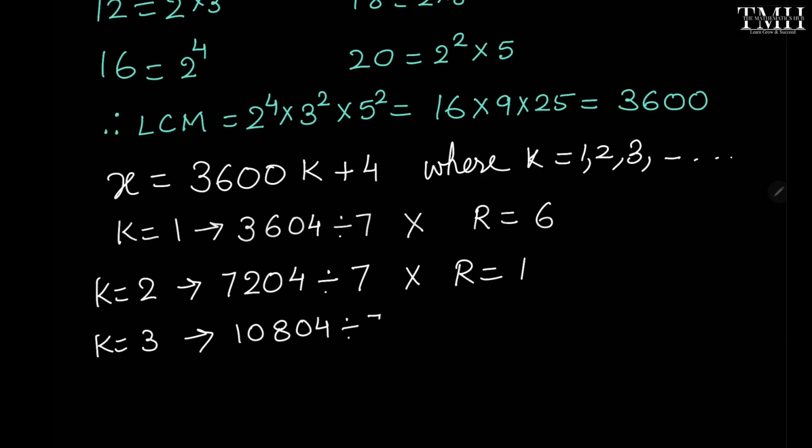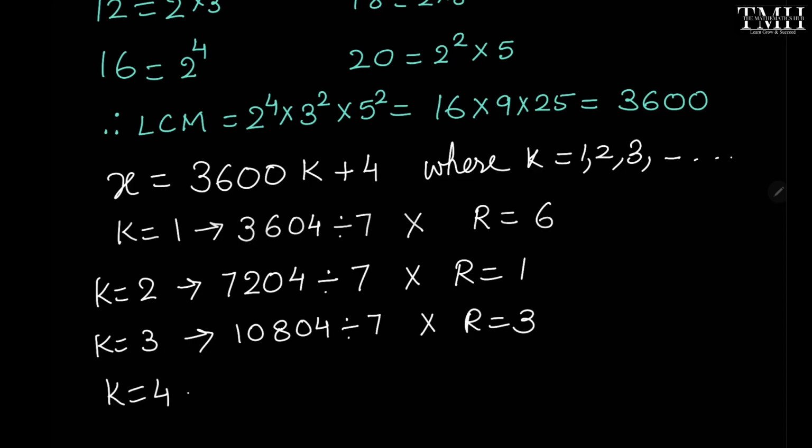You must be thinking that in the exam we will not have so much time to do such a long calculation. So I'll tell you the short way also. Now let's proceed towards the conceptual solution of the question. So 10,804 divided by 7 gives remainder 3. So this number is also not possible.